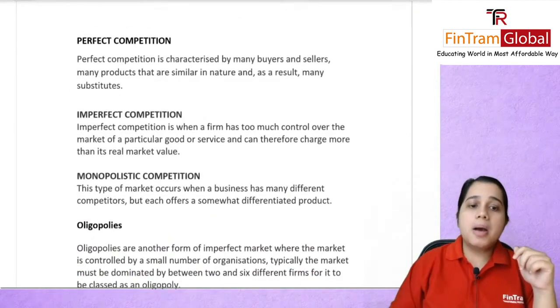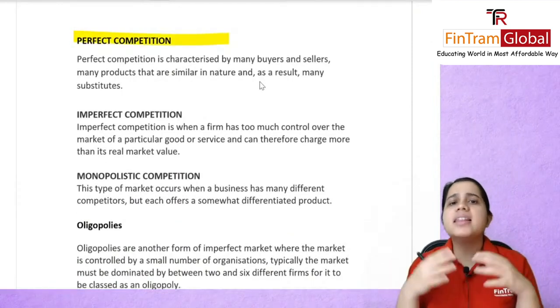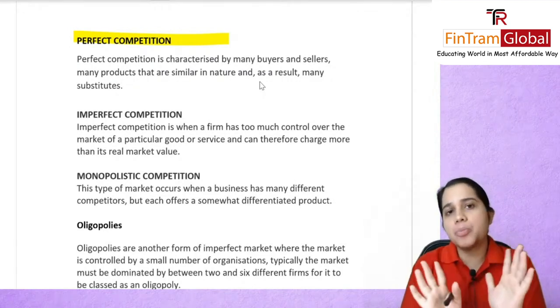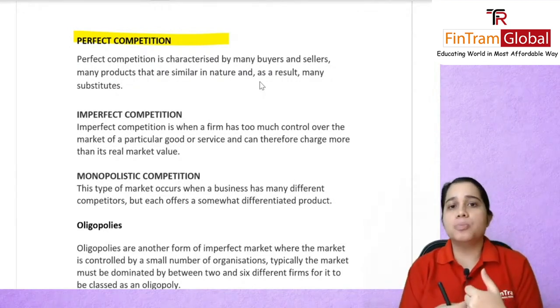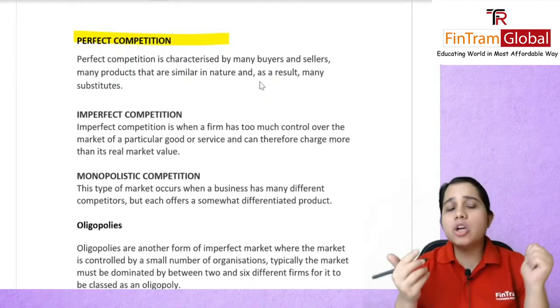Then we talked about perfect competition. This is basically categorized by many buyers and sellers, who are selling somewhat similar products, that is, substitutes. That is, you could be selling butter and margarine, they are substitutes. You could be selling tea, coffee.